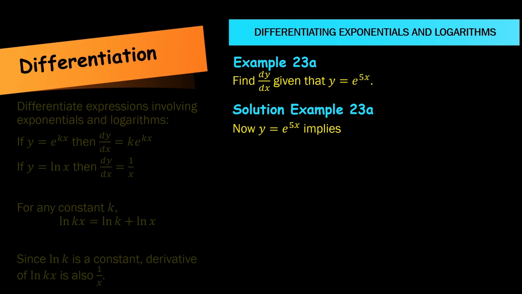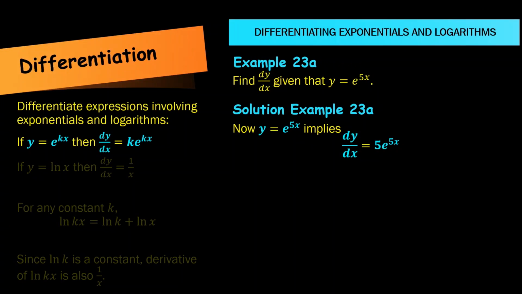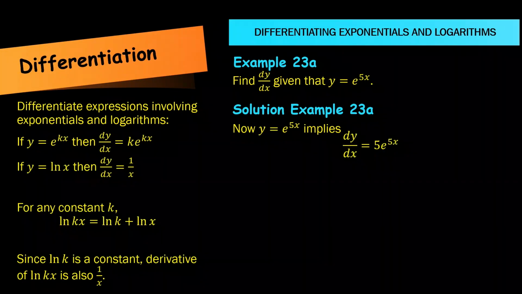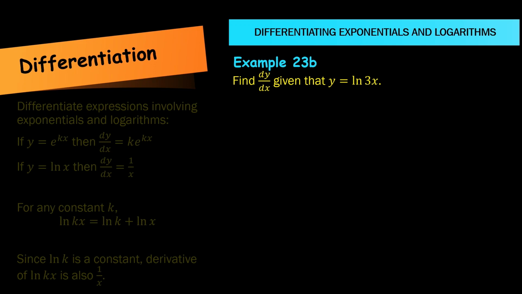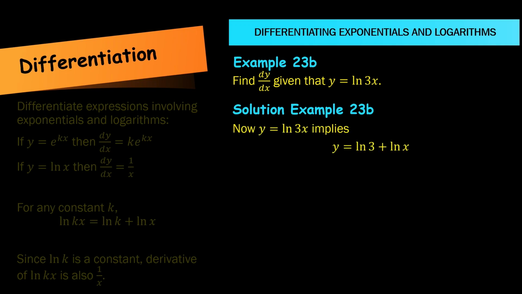Now let's take a look at part B. We are required to find dy dx given that y equals ln 3x. So let's solve this. Remember that ln kx equals ln k plus ln x. So letting k equals 3 gives us y equals ln 3 plus ln x. And so if we differentiate this, we obtain dy dx equals 1 over x, since ln 3 is a constant.